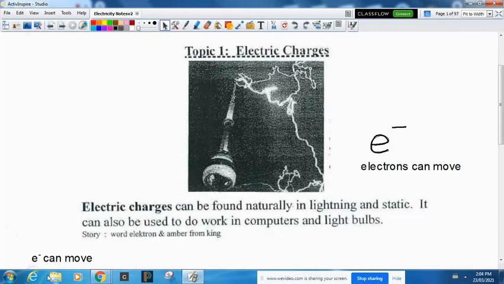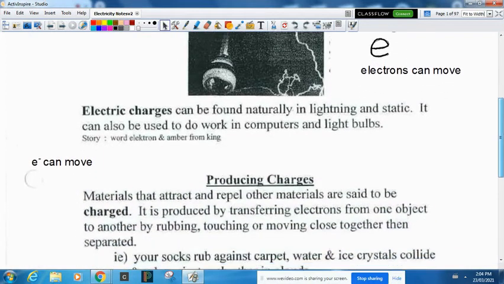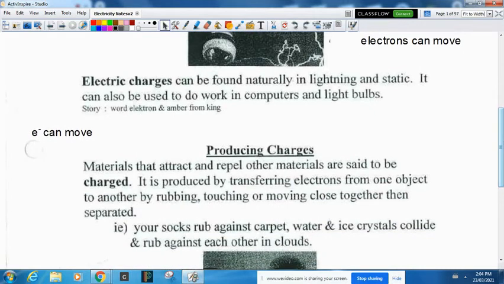And by the way, I'm not sure if I mentioned it yet, electrons are negative and they can move. All you have to do is rub your hair and you're moving electrons. Touch a wall, you're moving electrons. Well, let's look at how to produce charge. Materials that attract and repel each other are said to be charged. It's produced by transferring electrons from one object to another, by rubbing, touching, or moving close together and then separated.